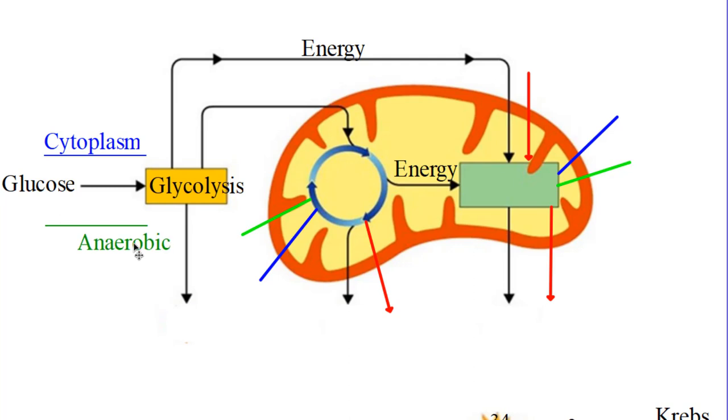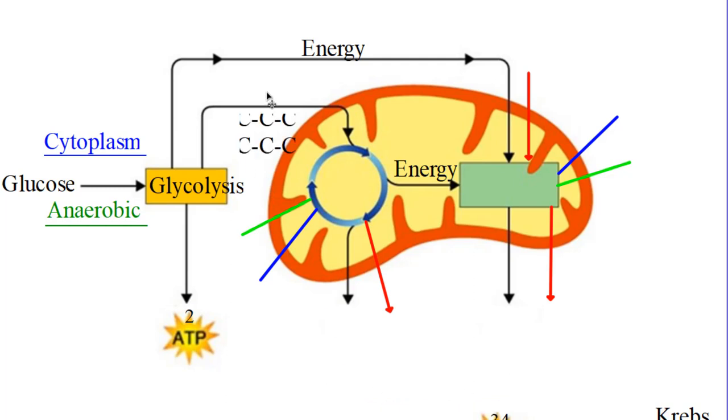It is anaerobic, which means we do not need oxygen gas. What happens out of glycolysis is we make 2 ATP, not enough energy to fuel the cell, but enough energy to keep glycolysis going. It breaks glucose down into 2 3-carbon molecules, and it's going to produce some energy for stage 2.